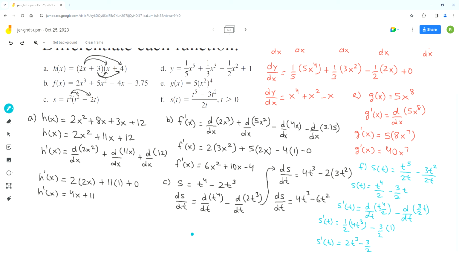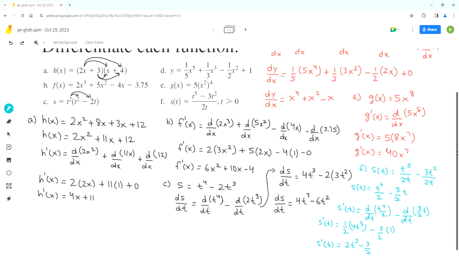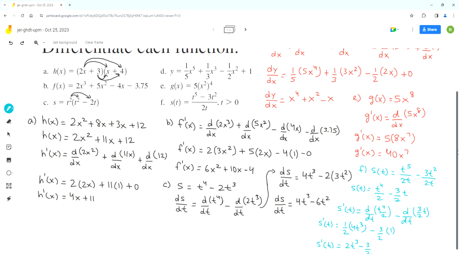So these are the steps you have to keep in mind to find the derivative of these types of functions. It's very important to keep in mind the steps that you need and the rules you can use to find these derivatives. So I hope you'll find this video useful.